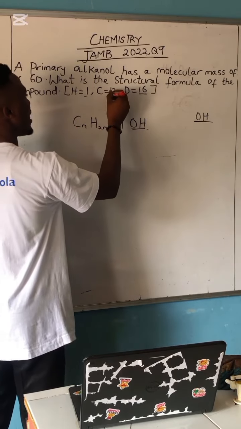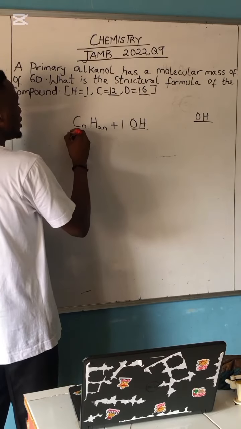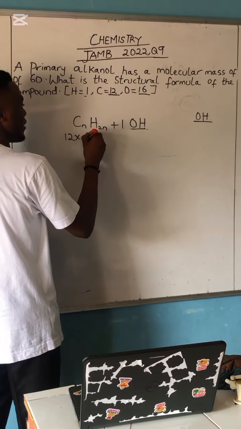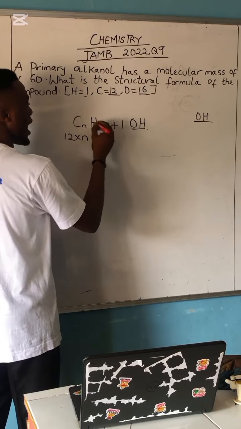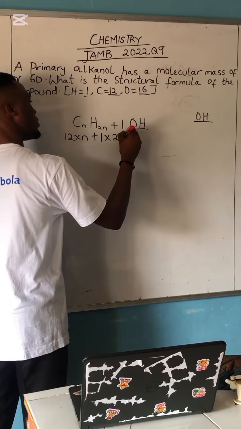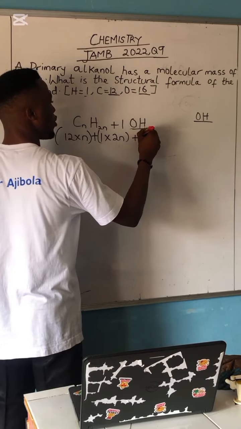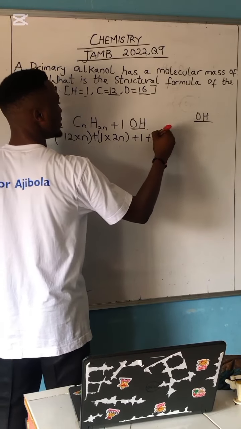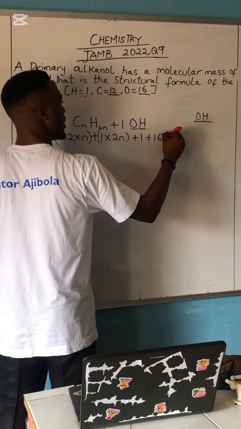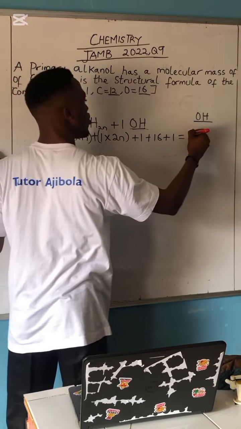Now, let's express this. Carbon here has a mass number of 12. Oxygen has a mass number of 16. So then this becomes 12 times n, right? Plus, now, hydrogen is 1, so this is 1 times 2n, 2n. Please take note of that. Then plus 1. Plus oxygen is 16. Then plus hydrogen is 1. Now note that everything has a molecular mass of what? Of 60.